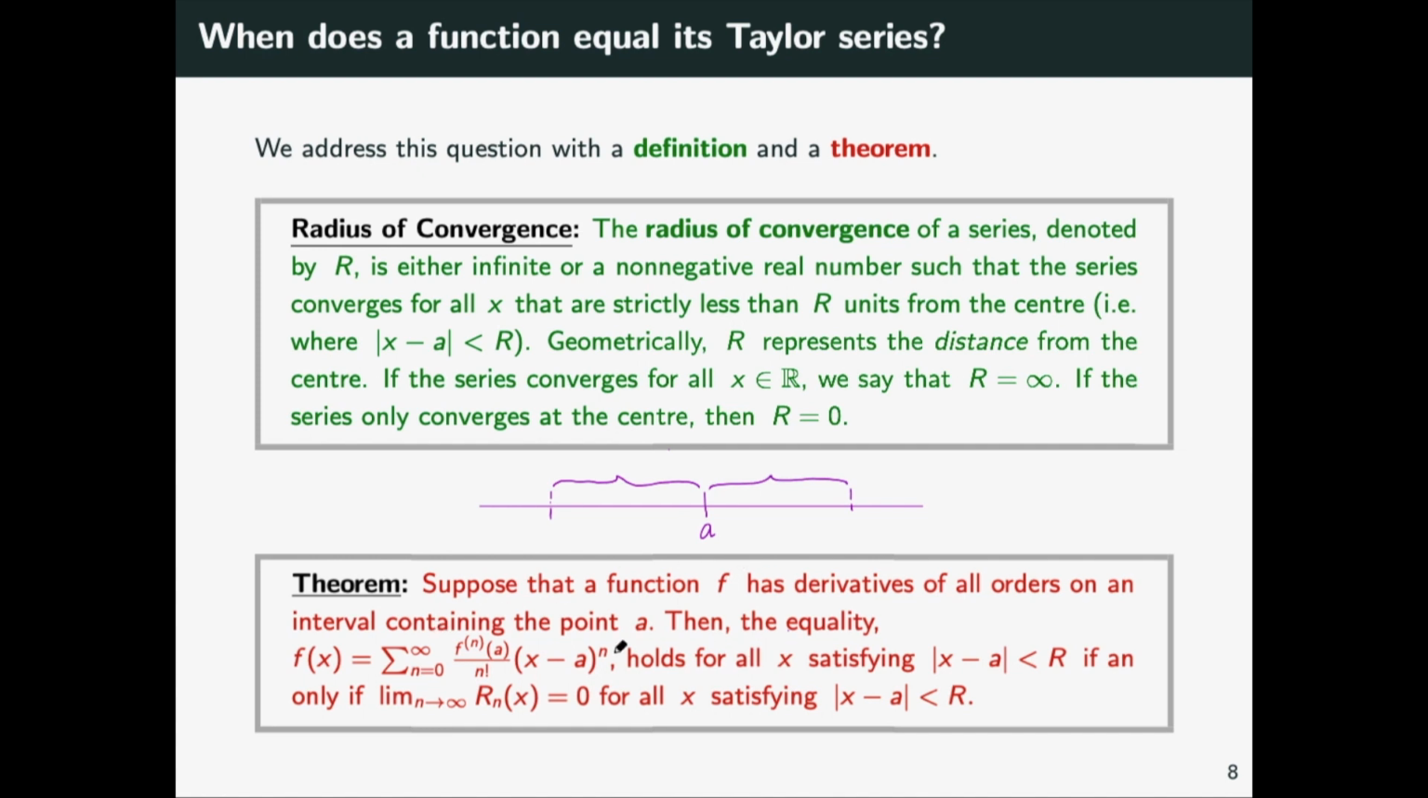For the theorem, it says that we suppose that the function f has all derivatives of all orders, such that we contain the center. And then how do we get equality? Well, we absolutely positively have to have that the remainder term goes to 0 within whatever radius we are interested in. And so if the remainder term goes to 0, then we know that we actually can land equality between the function and its series within that radius.